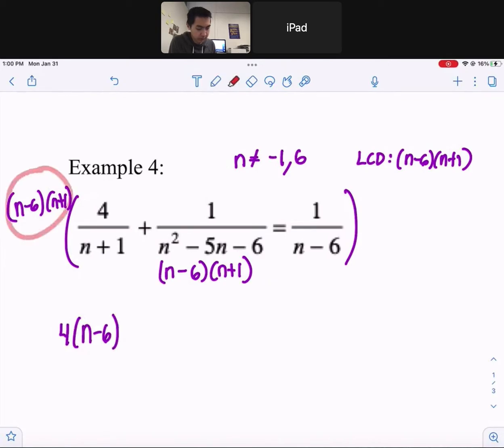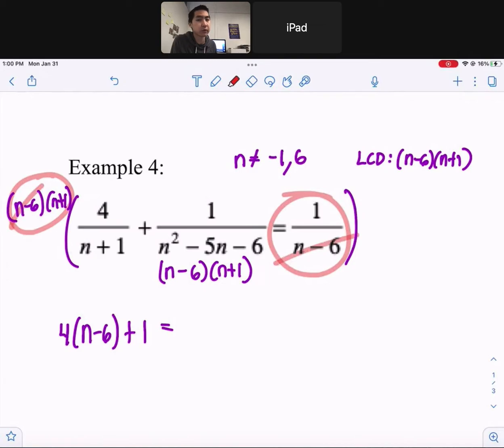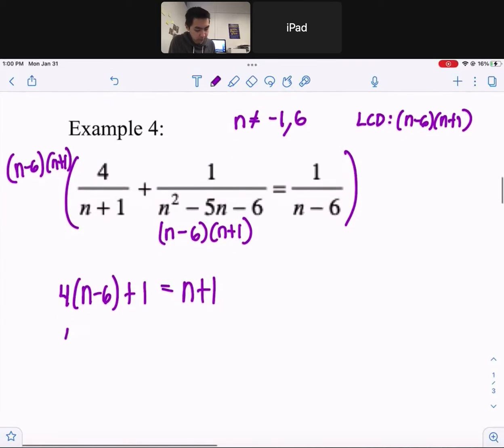If we multiply the LCD times this, you guys, the n minus 6 times n plus 1 cancel. So we're just left with a 1. And when we multiply this times this, you guys, the n minus 6 cancel, so we're just left with n plus 1 times 1, which is just n plus 1. So let's distribute the 4 to the inside to get 4n minus 24 plus 1 equals n plus 1.